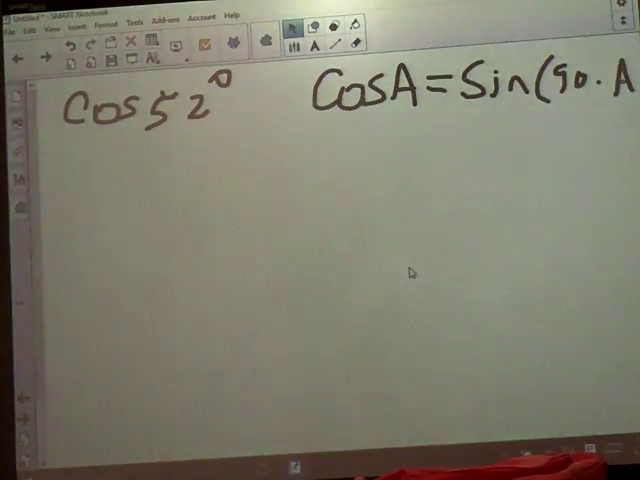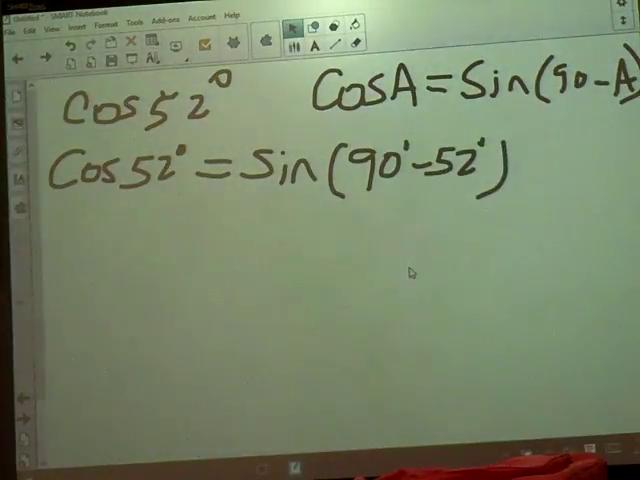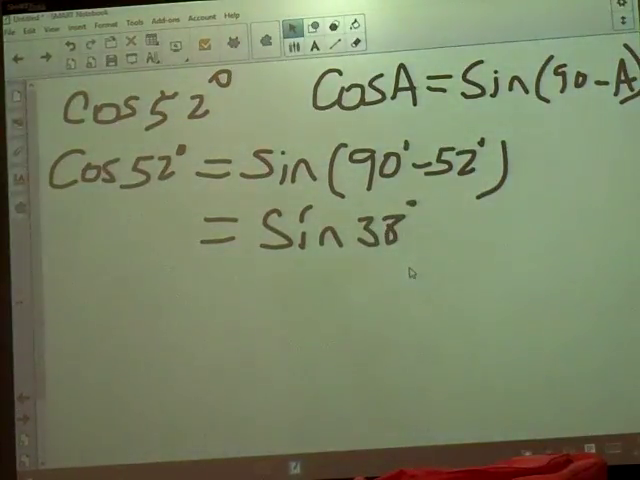So like I just said, all I got to do is plug 52 in for the A's. So the cosine of 52 degrees is equal to the sine of 90 minus 52. And we just got to figure out what 90 minus 52 is. Anybody know? 38. Thank you. That's it. That's your answer.